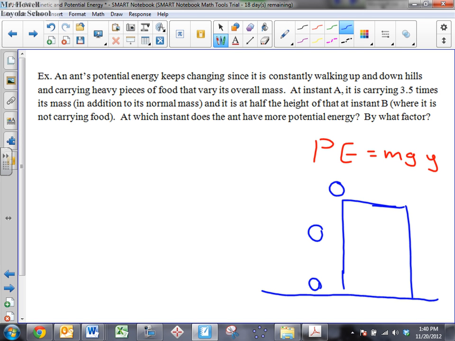I'm confused with the y. What do you mean by changing height? So for example, if the object is raised from ground level to 10 meters, the y value is positive 10. But if the object started up at 10 meters and dropped to the ground, then the y value is negative 10. It's lost that much energy. It helps you keep in mind the idea of conservation.